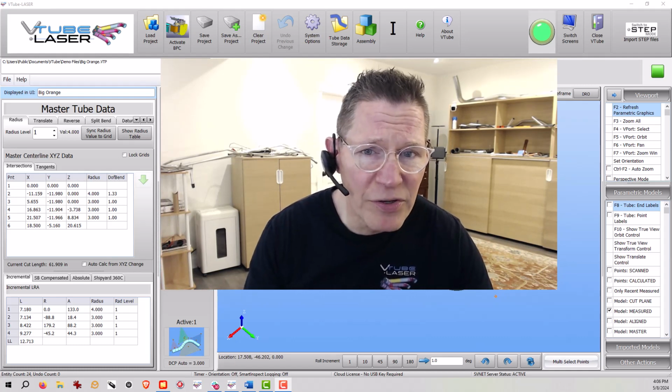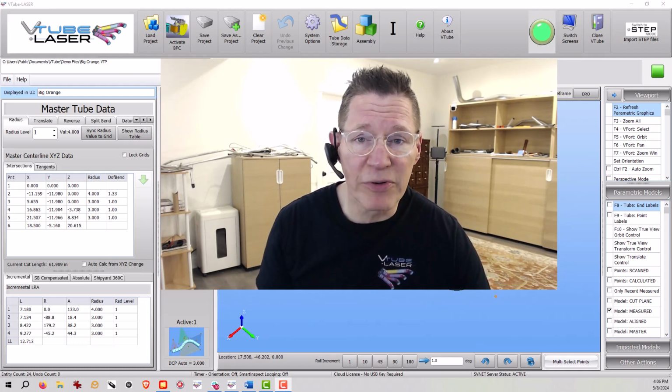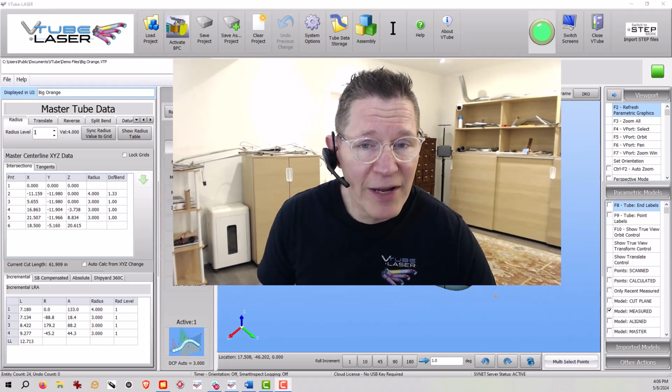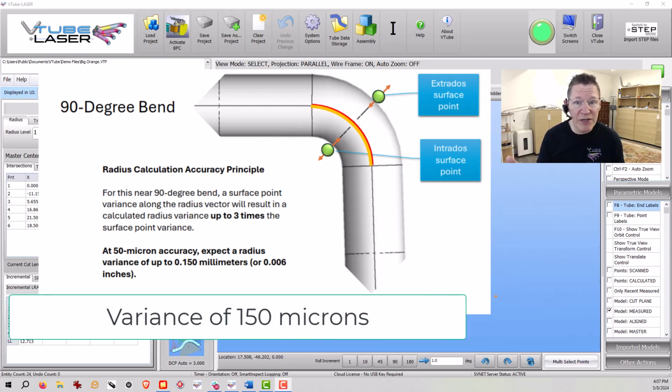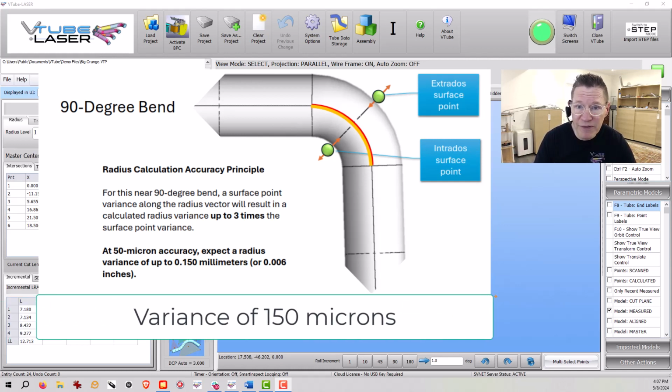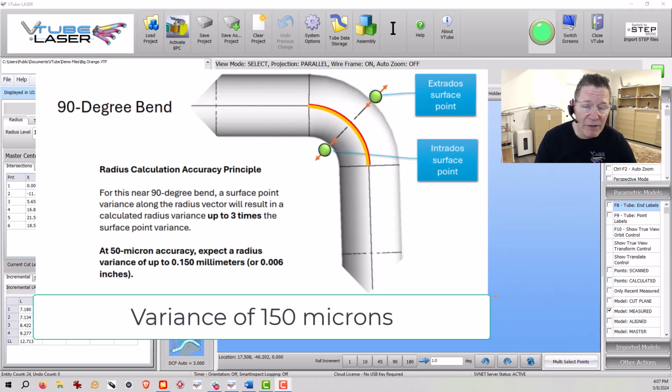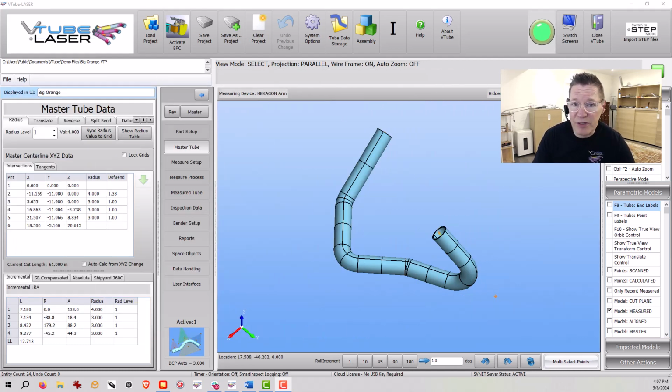So we can give you some ideas of what to expect when you're measuring different angled bends. For example, let's say you're measuring a 90-degree bend and you want to calculate the radius of that bend section. The variance in that radius calculation is going to be probably around 3 times greater than the measuring system accuracy. So a measuring system that has a 50 micron accuracy will return a radius calculation that varies up to 150 microns. However, as you decrease the bend angle, there's another story altogether.